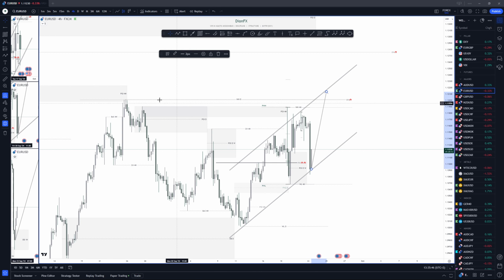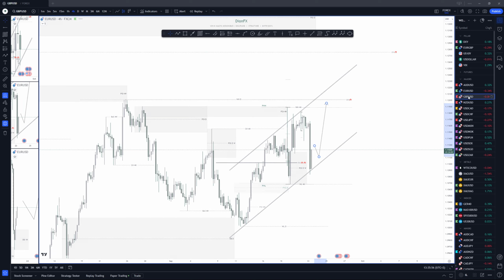Okay, and like I said, the targets are these highs. So if price was to come back down one more time, you can get a new buy opportunity to the upside. That's literally it, nothing more.